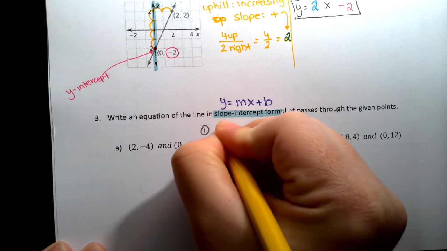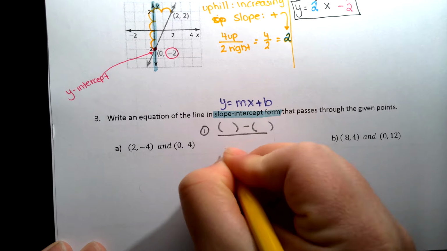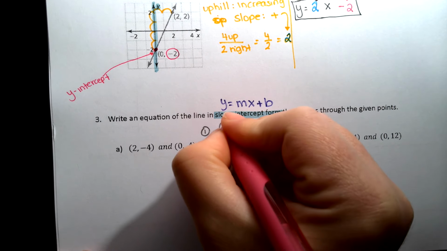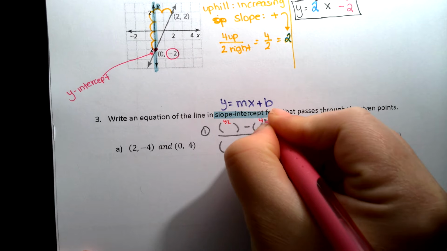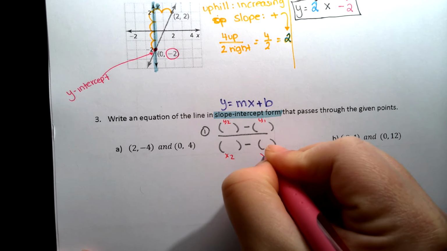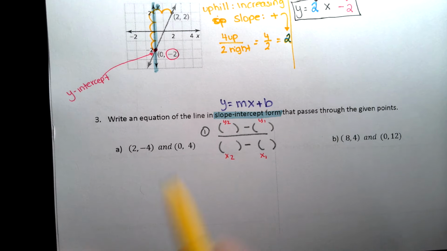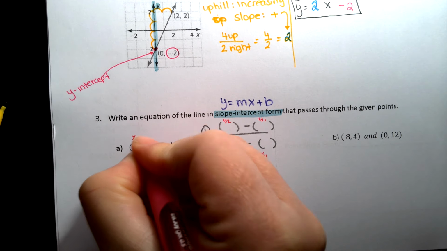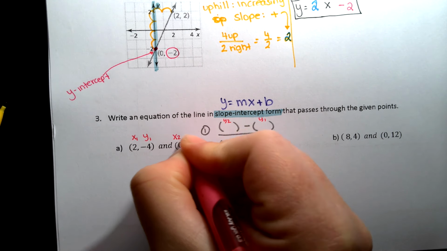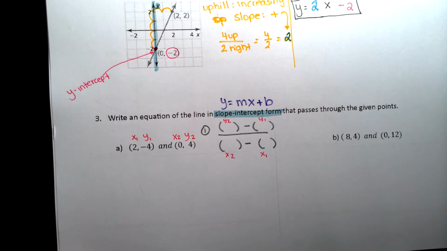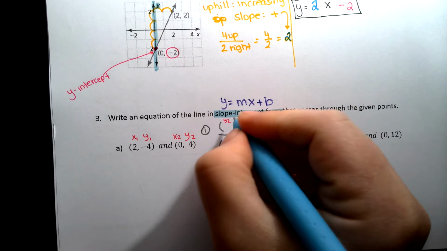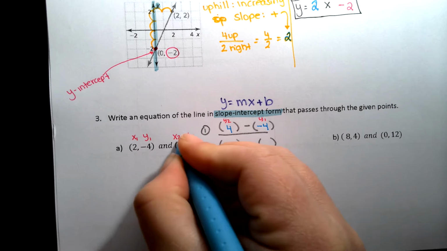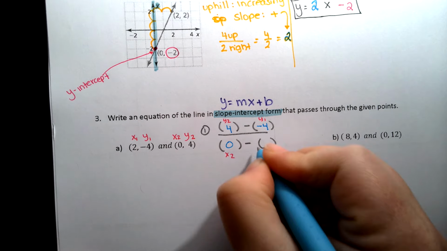This is your slope formula, your rate of change formula. And that is y2 minus y1 over x2 minus x1. Label your points: x1, y1, x2, y2. y2 is 4, y1 is negative 4, x2 is 0, x1 is 2.